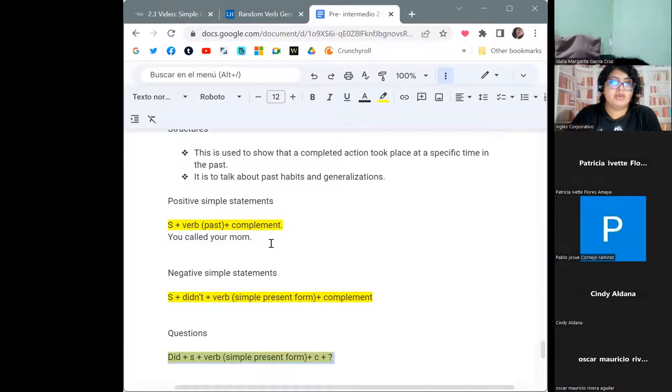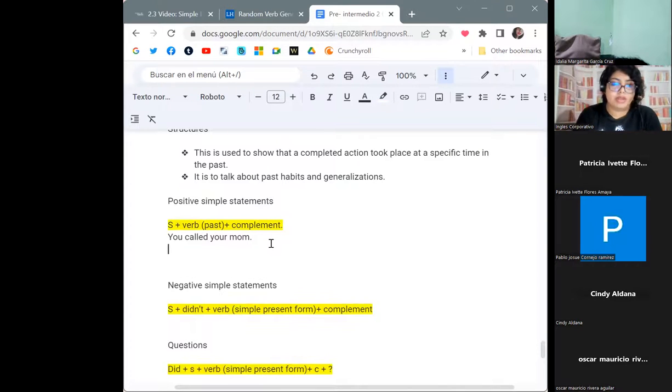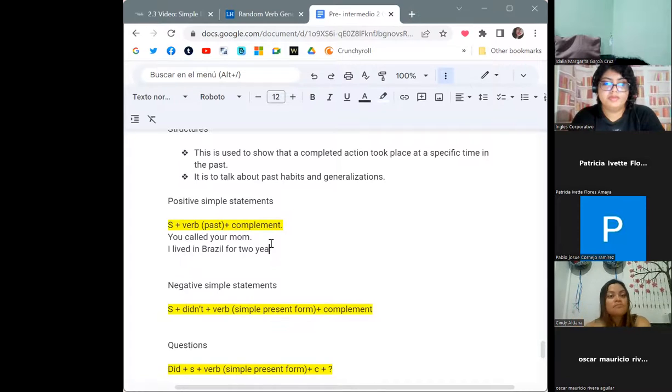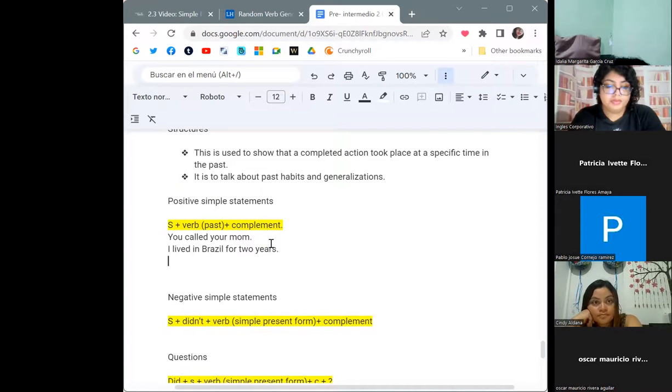And let me write two more examples for each one. So we are going to have three examples for a positive, for negative, and for questions. I live in Brazil for 2 years. They sat at the beach all day.